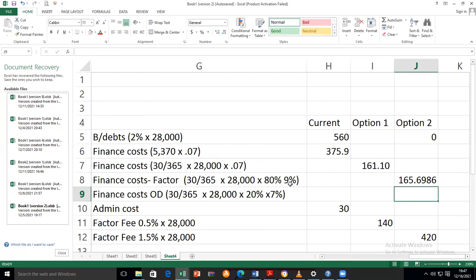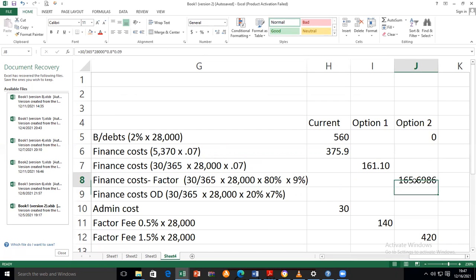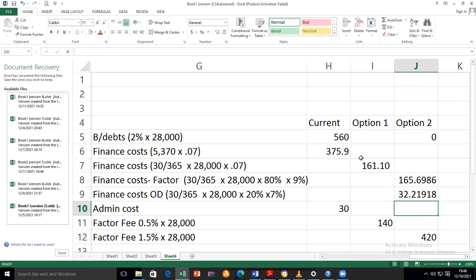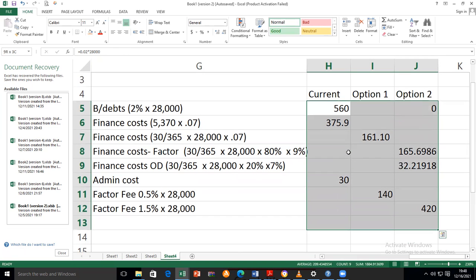Please, can you check that? Make sure that what I've done is correct. Somebody please check these figures. Make sure that everything is okay.